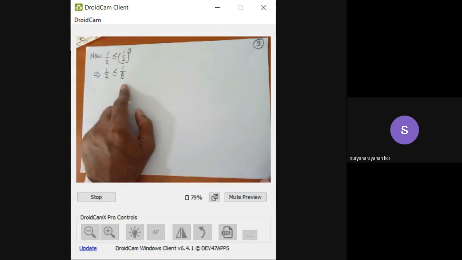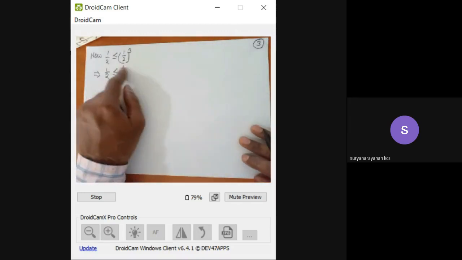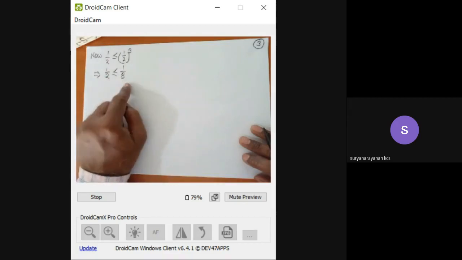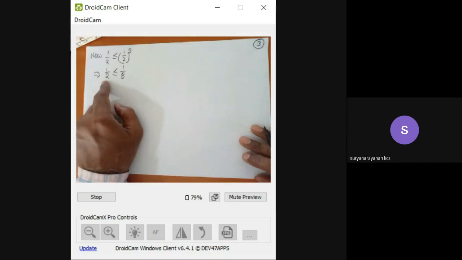Is it a true statement or a false statement? 1 by 2 is less than or equal to 1 by 8. False, sir. Yes, false. Here the numerators are the same, so observe the denominators. Here 2 is smaller, 8 is bigger. In this case, the bigger denominator makes a smaller number.